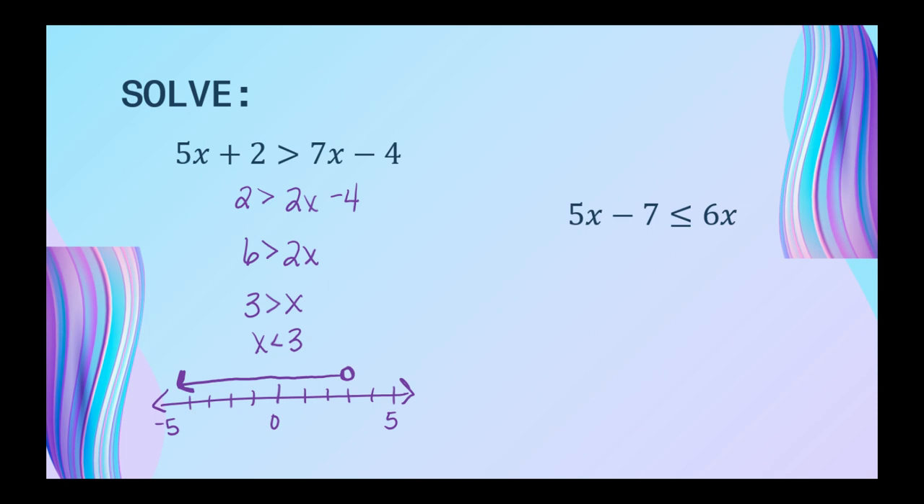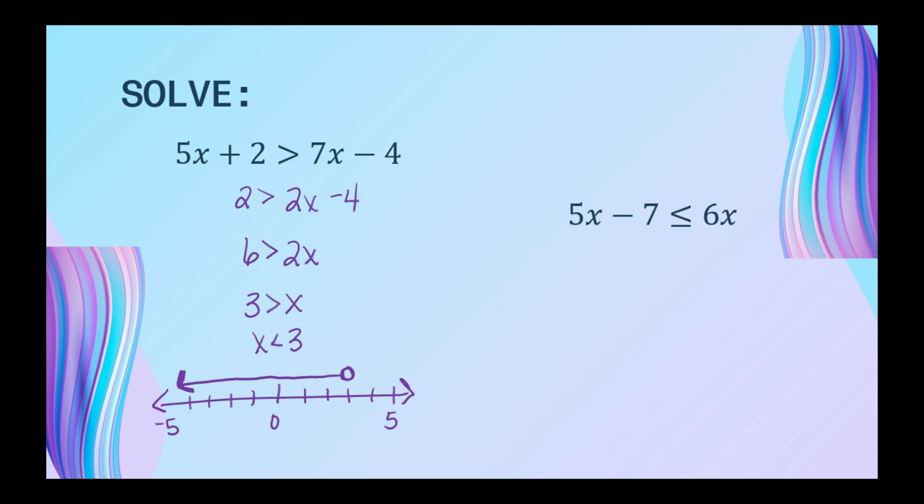So we're solving the inequality just like we would an equation, but then we're graphing that solution set to show that we're including all of the values less than 3. Let's try this next one. So we're going to solve this one.